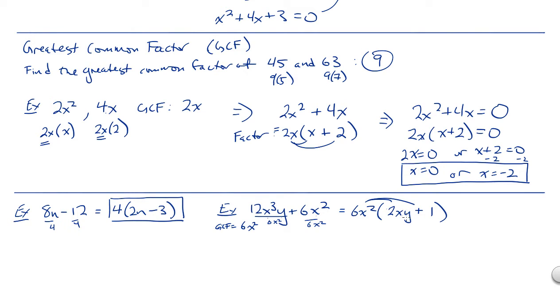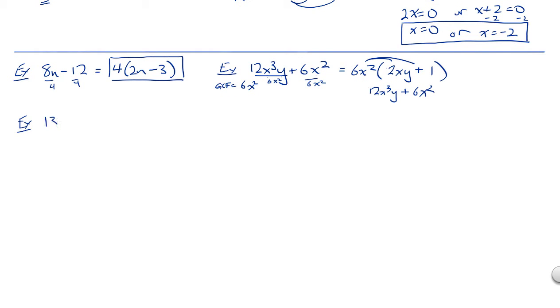And if you want to check that you factored this correctly, distribute it back through. We got 6x squared times 2xy gives you 12x cubed y plus 6x squared times 1 is 6x squared. Now note if we had forgotten to put that 1 there, we would have just had 12x cubed y, and we would have lost that last term.